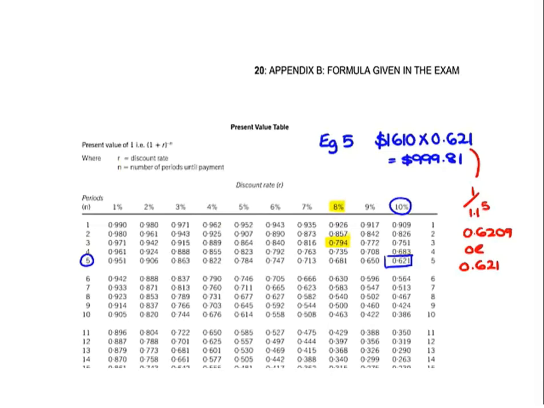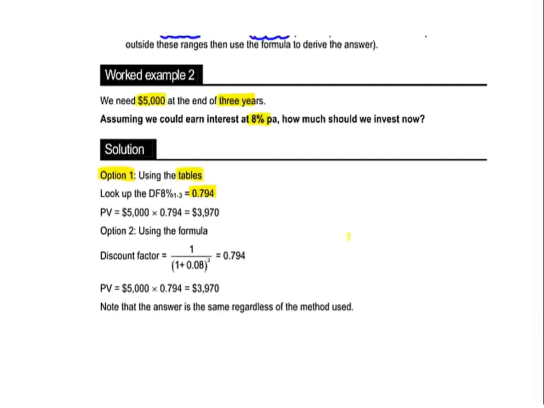I can't stress how important it is that you make sure that you're familiar with these tables ready for the exam. So 5,000 times 0.794 gives us 3,970.